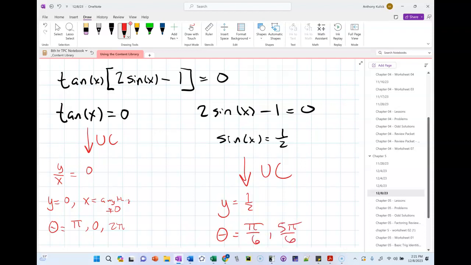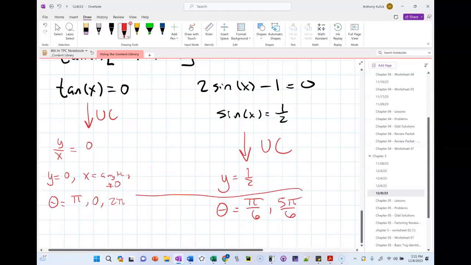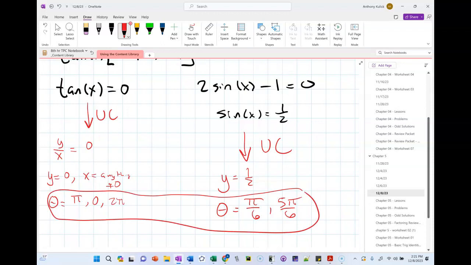And then also at 5 pi over 6. So here we got 5 answers. And we can just kind of keep leveling the solving complexity up. But this is the gist of what we're doing in 5.2.